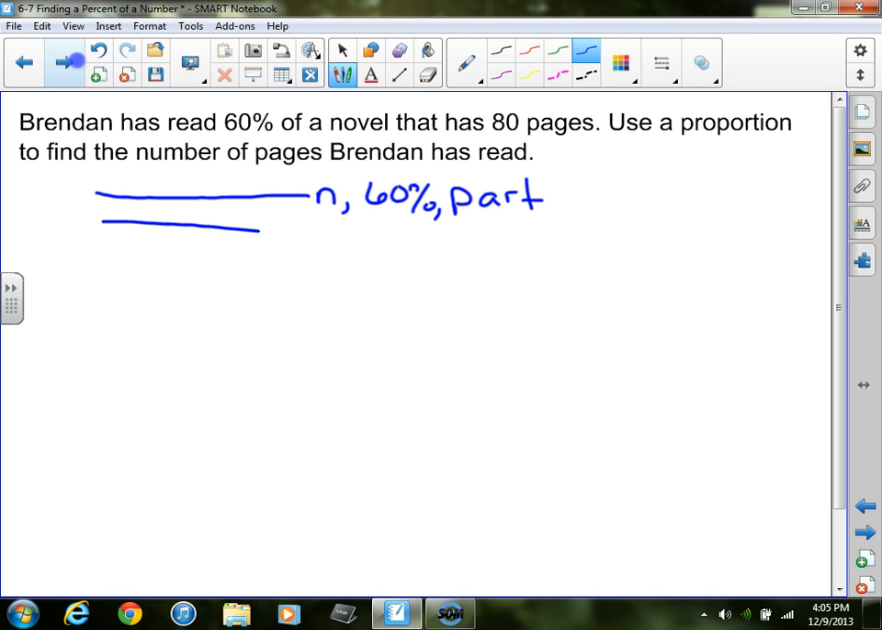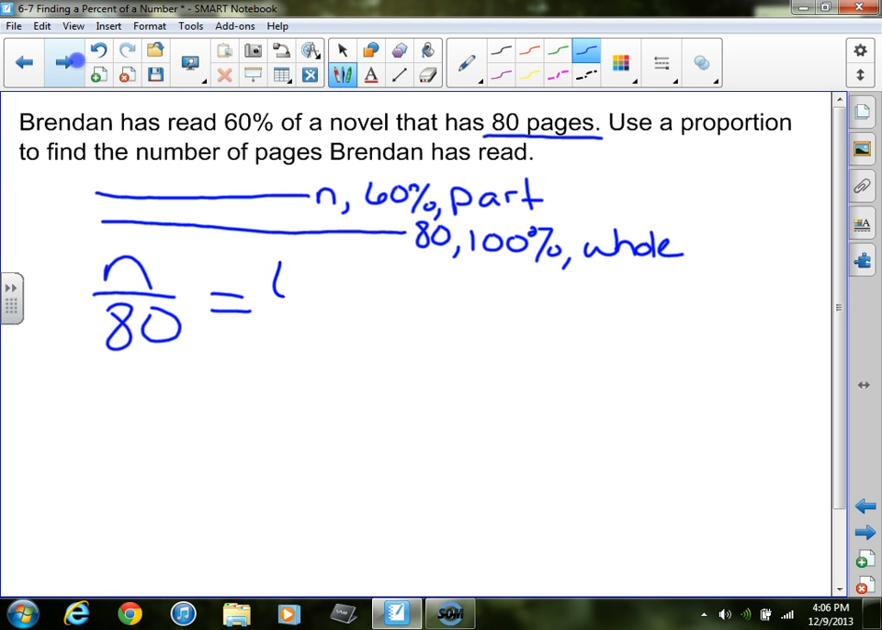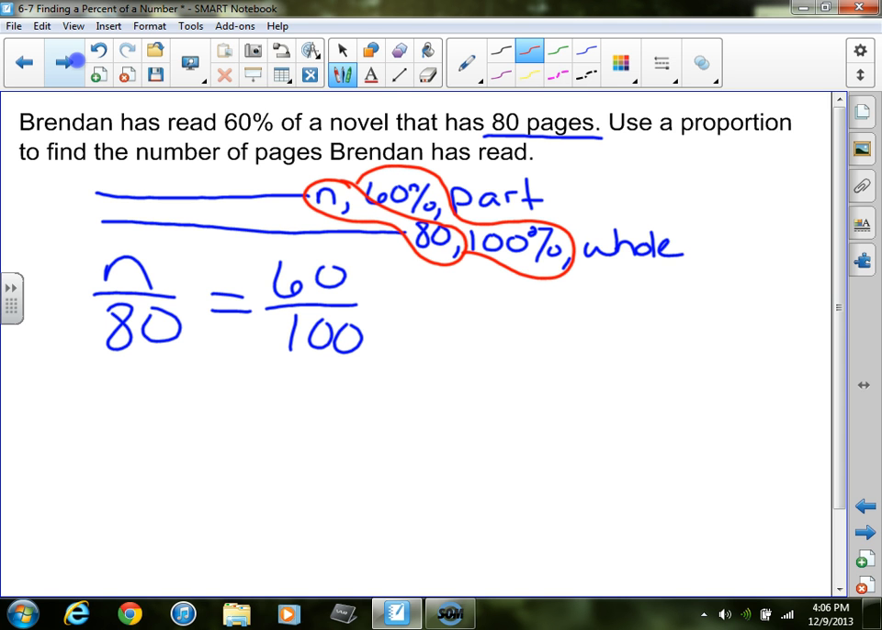My other line, which is going to be bigger, equals 80 pages, or 100%, because that's the full amount, the whole book. Now I can set up my proportion. N over 80 equals 60 over 100. I'm just taking these two numbers and then these two numbers and putting them on top of each other in fractions or proportions. Now I can cross multiply.